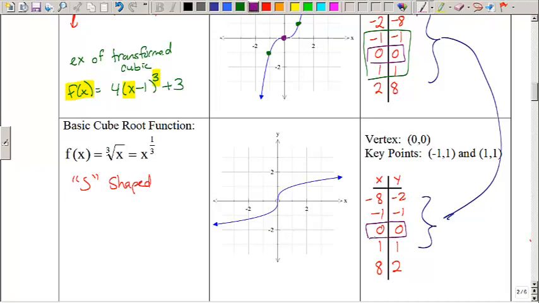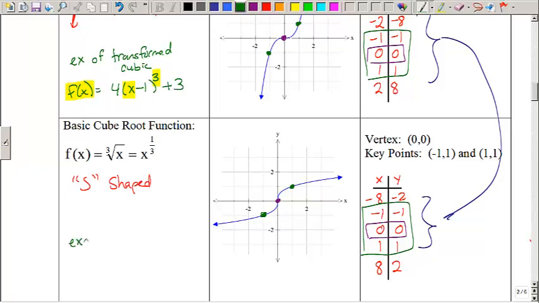My vertex is 0, 0. My key points are negative 1, negative 1, and 1, 1. And I know that this is S-shaped. Using those three values, notice that they're the same three values on my cubic, but the shapes come out very differently. So you need to know that a cubic is more vertical N-shaped, and my cube root function is more horizontal or S-shaped because of the other values that we're not actually memorizing.